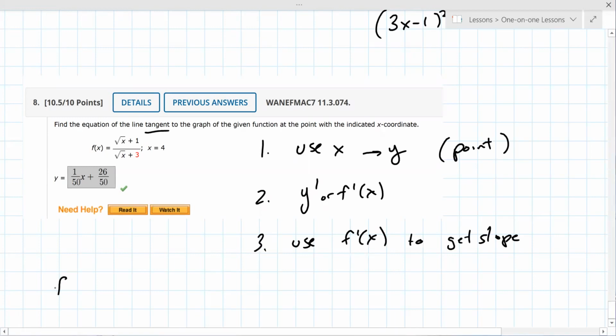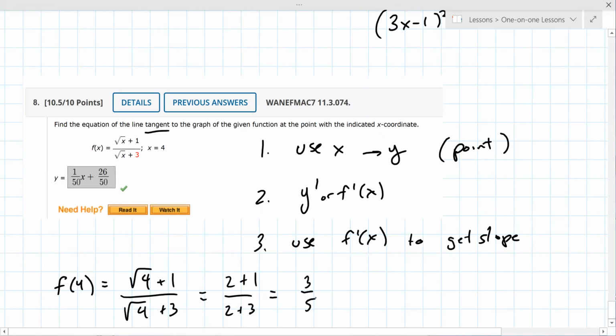So you first need to find f of 4. That's using x to get a y. So that's the square root of 4 plus 1 over the square root of 4 plus 3. 2 plus 1 over 2 plus 3. That equals 3/5.